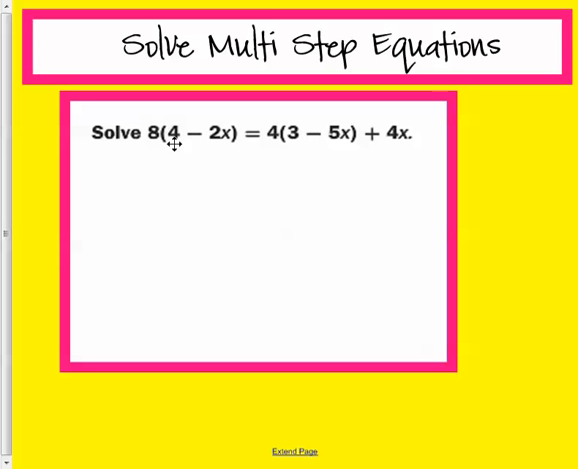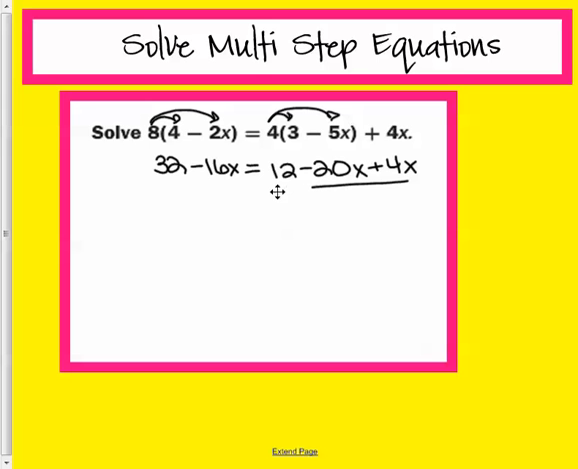So we're taking 8 times 4 and 8 times 2x to get 32 minus 16x. We're going to take 4 times 3 and 4 times the -5, and we get 12 minus 20x plus 4x. Combine these and we get 12 minus 16x equaling a -16x with the 32.